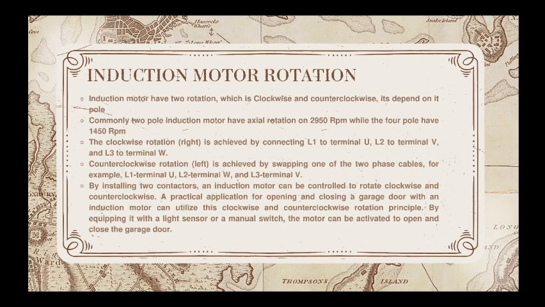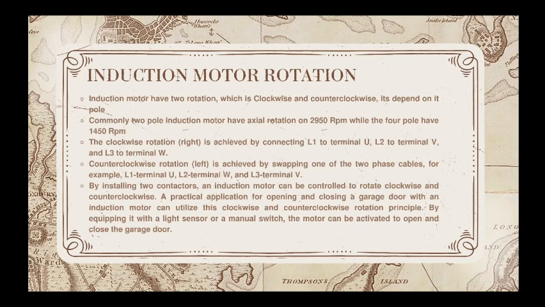Now for induction motor rotation. An induction motor has two rotation directions, clockwise and counterclockwise, depending on its poles and circuit. Commonly, a two-pole induction motor has an axial rotation of 2950 rpm, while the four-pole has 1450 rpm.